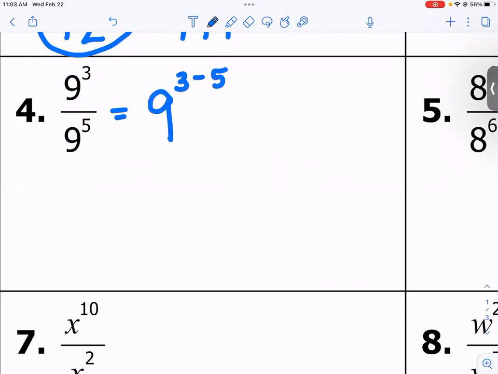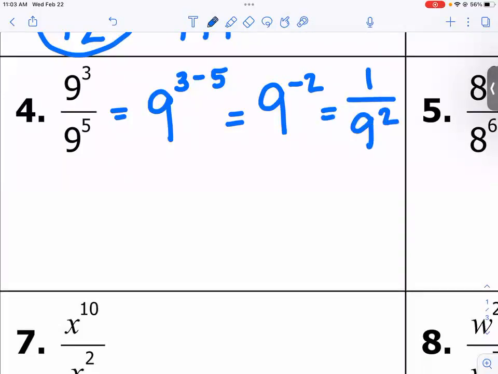If we subtract the exponents because we're dividing, what'd you say, Ryan? Oh, 3 minus 5 is a negative 2. Okay, that's fine. That's going to happen. Let's talk about why. Our denominator has more 9s than the numerator does. So I'm just going to have you rewrite it as 1 over 9 squared.